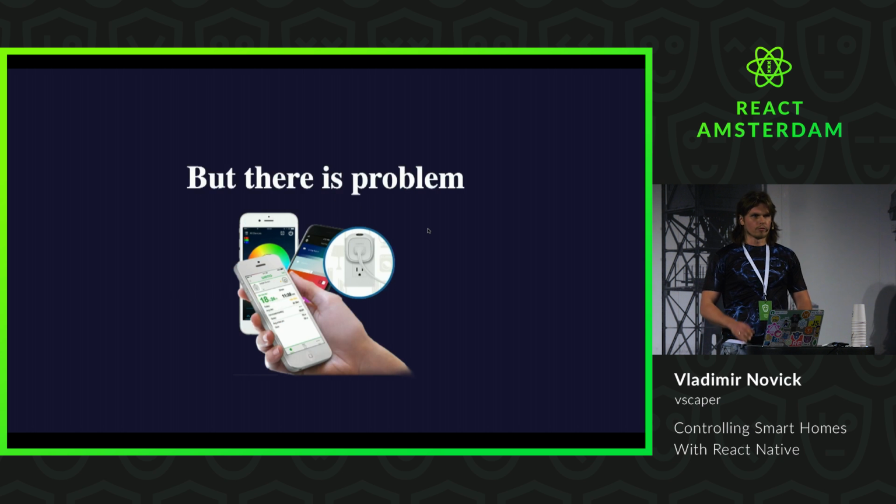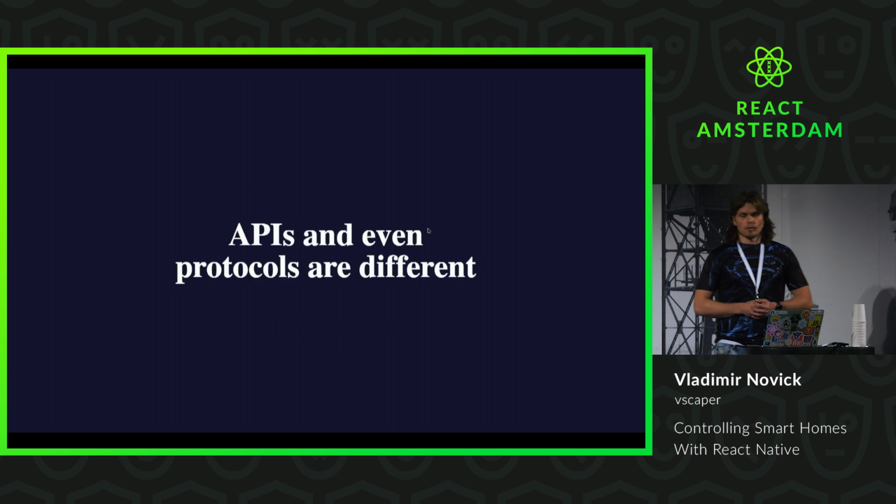The case is we have various apps, we have various devices. We have, for example, Philips Hue. We have Wemo. We have Chinese light bulbs, or various stuff out there. And every brand has its own app, has its own thing. And you need to coordinate everything inside one app. But APIs and protocols are really different.